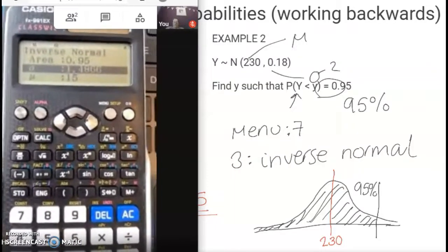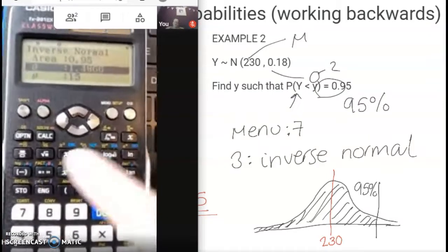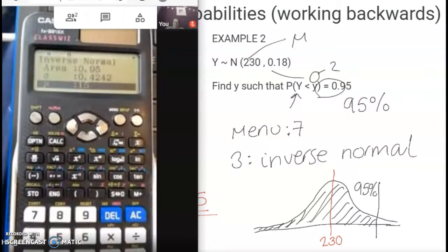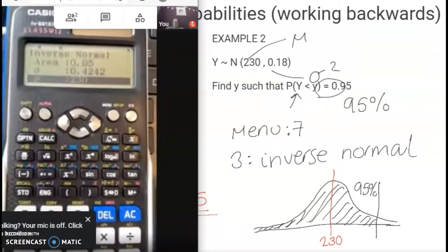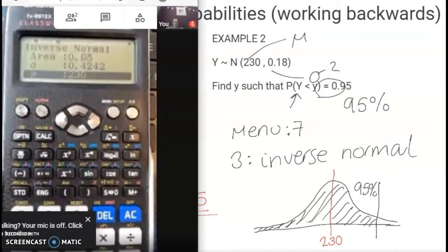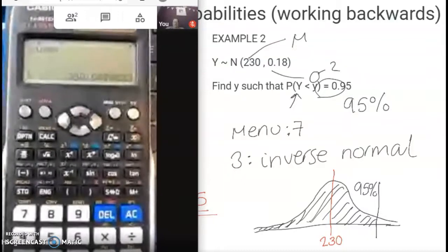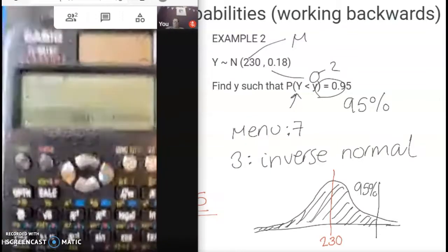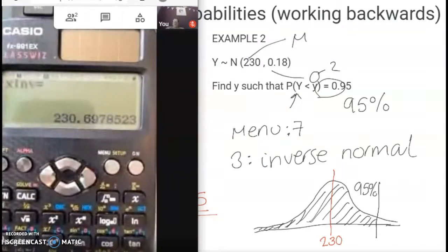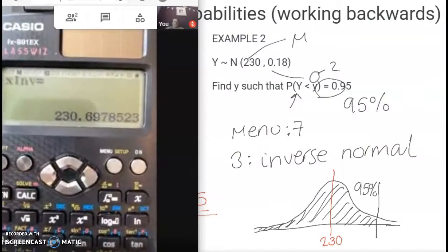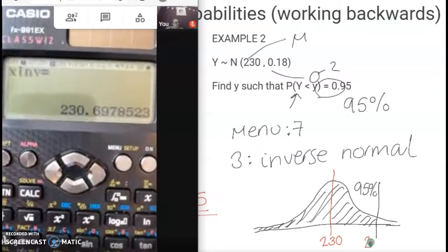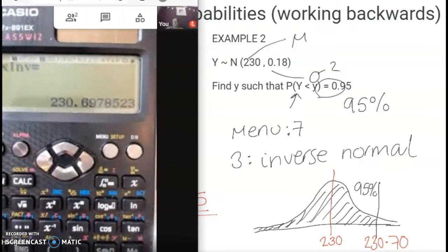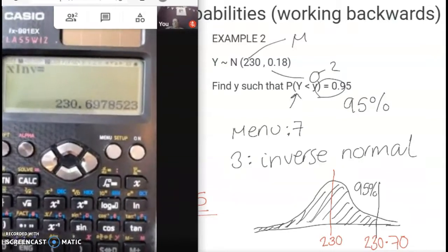The sigma I want, again, we were given 0.18 as the variance, so I want to do root 0.18. And my mu this time is 230. So hopefully you can see that in the calculator. And if I press equals, can you see that clearly? 230.70. And that looks right because it's got to be more than 230. It's not going to be much bigger than 230 because my variance or my standard deviation is so small. So that gap is not going to be as big.